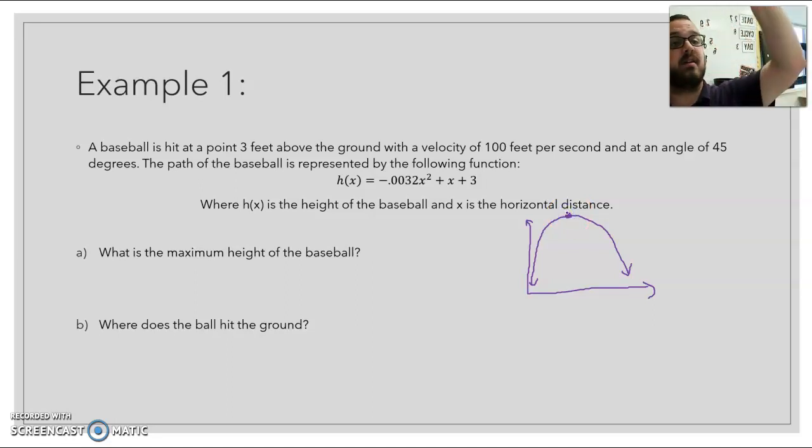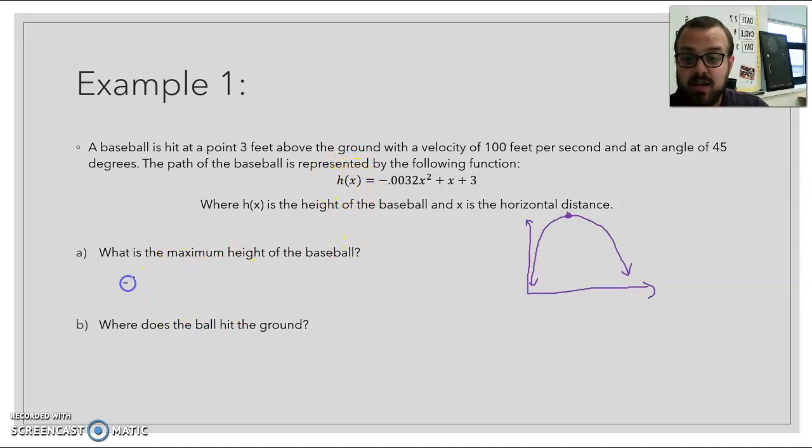The highest point of your parabola, if it's upside down, will be the vertex, whereas if it's the normal U shape, the lowest point is at the vertex, okay? Knowing that that's where that point is, I'm going to go ahead and find the vertex, and the y value of my vertex is going to be what that maximum height is, seeing as our y values, or h of x, is the height of the baseball.